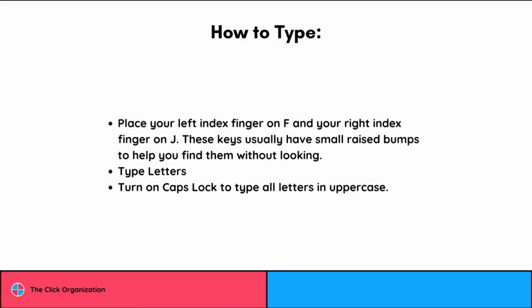So this is how you can type. Place your fingers in order, starting from J and F, and then just type. And then your typing will get good.